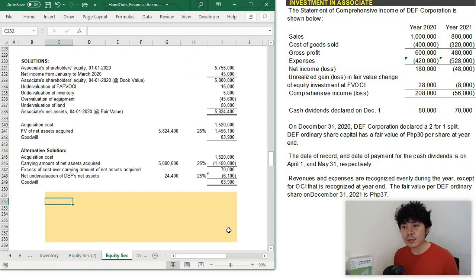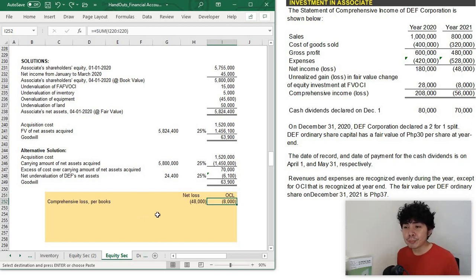So, mag-start tayo sa per books nila, comprehensive loss. So, net loss nila ay 48,000 pesos. So, ito yung base sa kanyang statement of comprehensive income. At may other comprehensive loss siya na 8,000 pesos. So, again, yan yung comprehensive loss niya sa point of view niya. Pero sa point of view natin, hindi yan ang kanyang comprehensive loss. Kasi adjust natin yan. And again, ano yung adjustment natin? Yun yung amortization of excess over carrying amount.